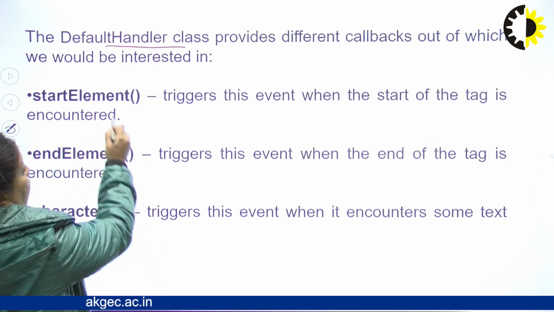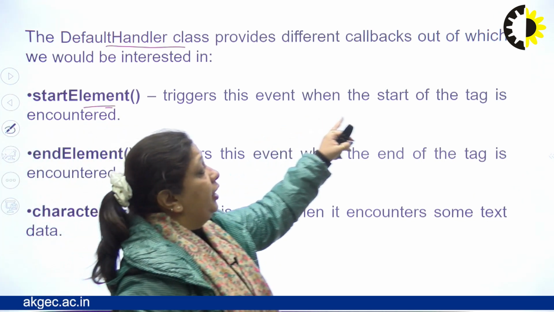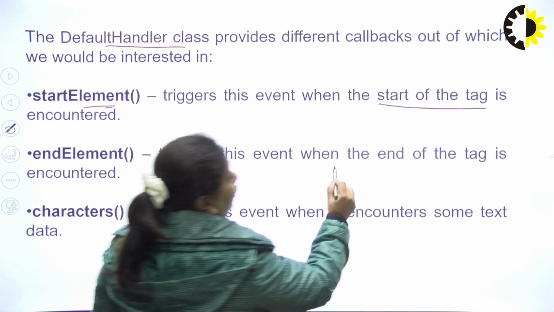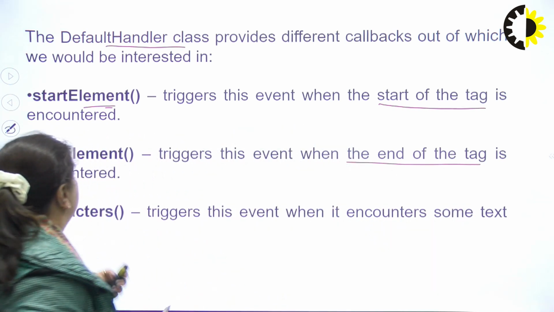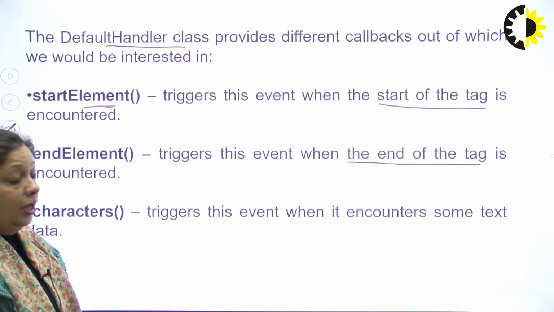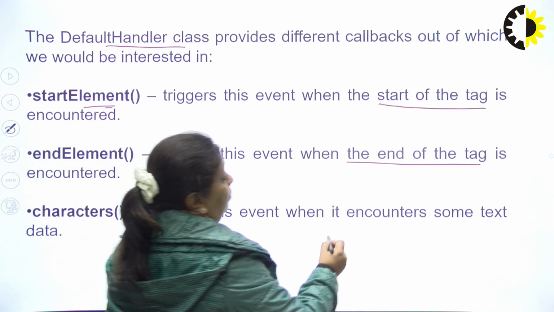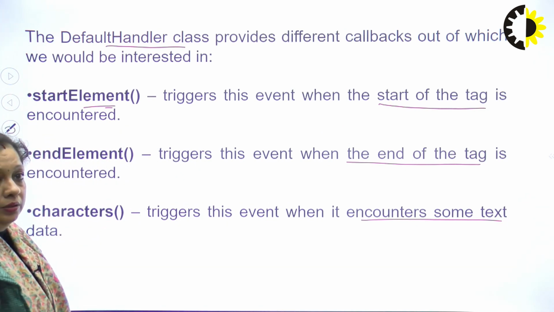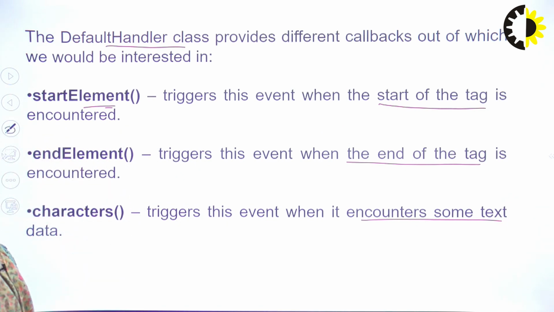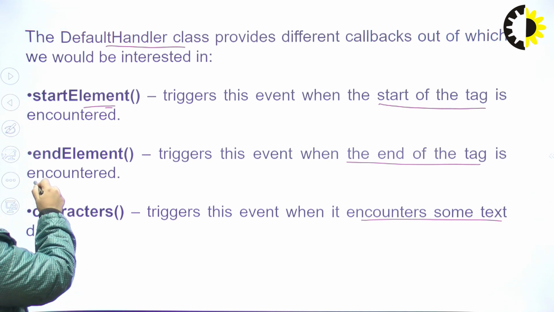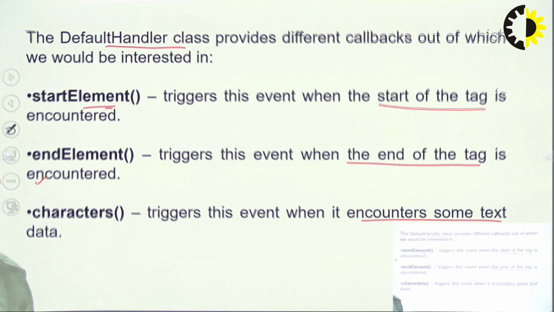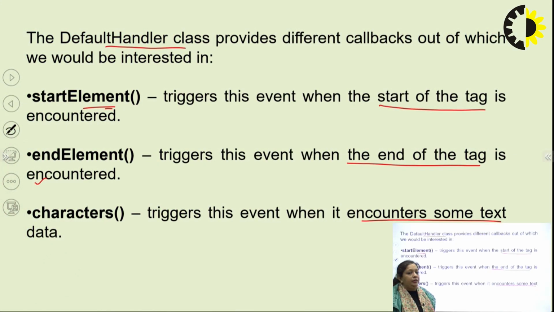The startElement method will trigger an event when we have the start of a tag. In the same way, when we have the end of a tag, we can make use of the endElement method. And if we encounter some text or some comments, we can use characters. So when we have the DefaultHandler class, we can make use of these methods, that is startElement, endElement and characters, which are basically used to handle these events.